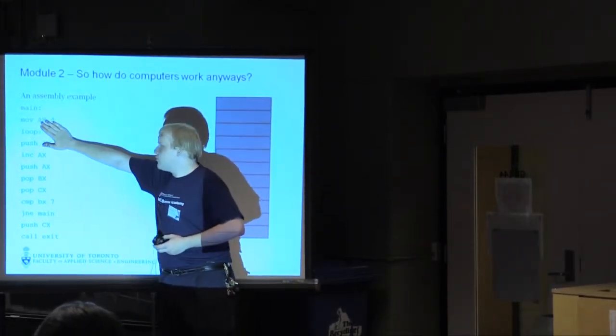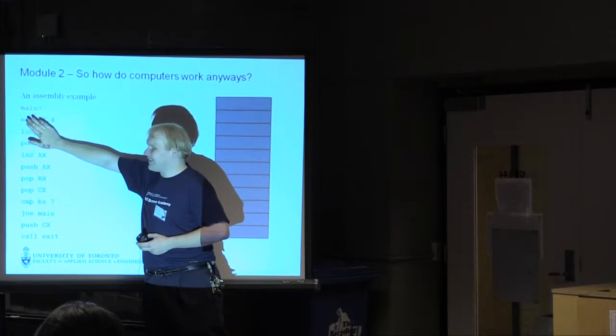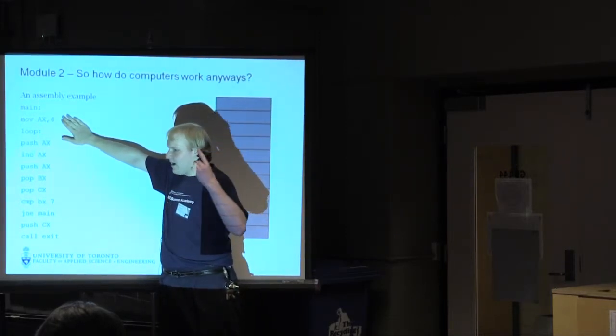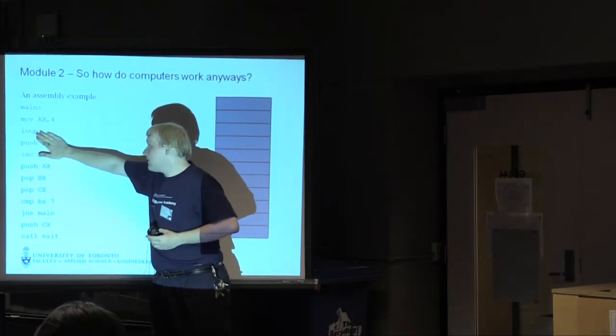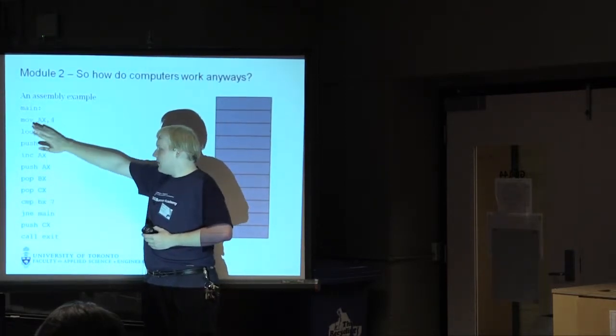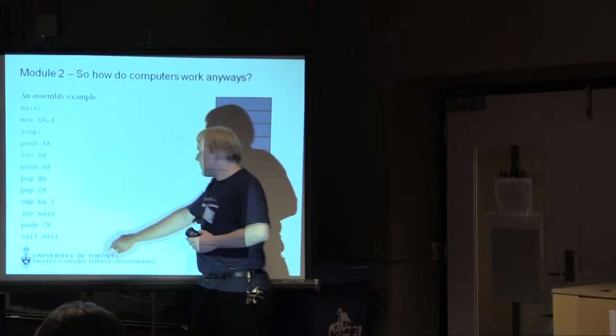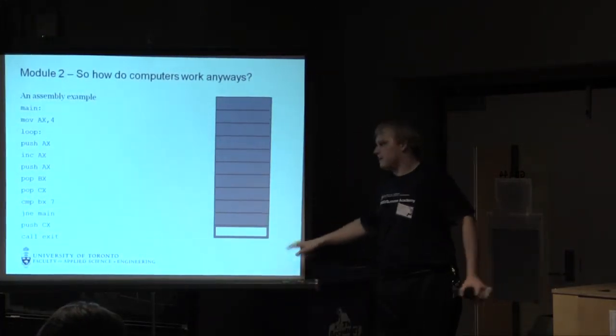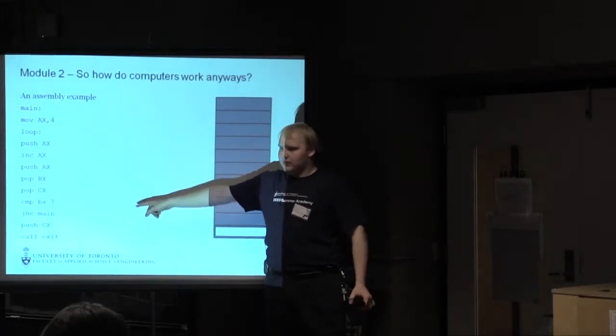So we first move AX to 4. Move is like set. So after this is run, AX equals 4, right? Remember, AX is that register. And then loop, this is just a label. It labels this memory address of push. We then push AX to the stack. So AX is now at the bottom of the stack. Inc AX.